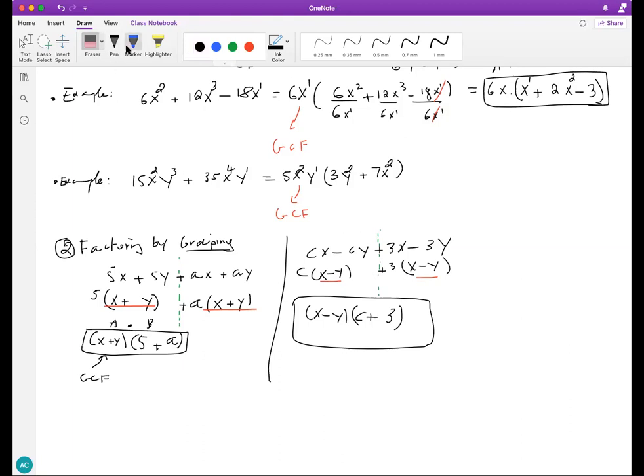Basically, do each group separately before you factor again and find a GCF.